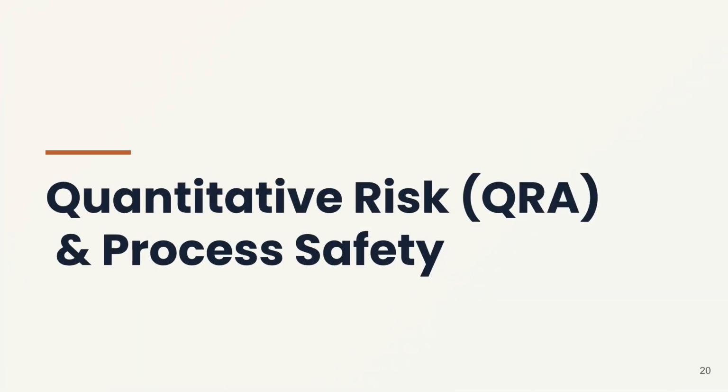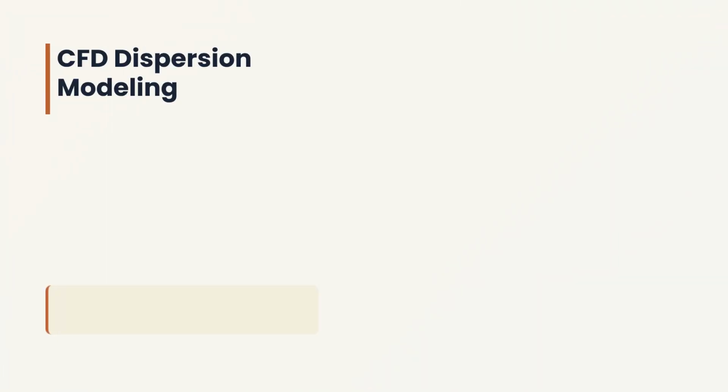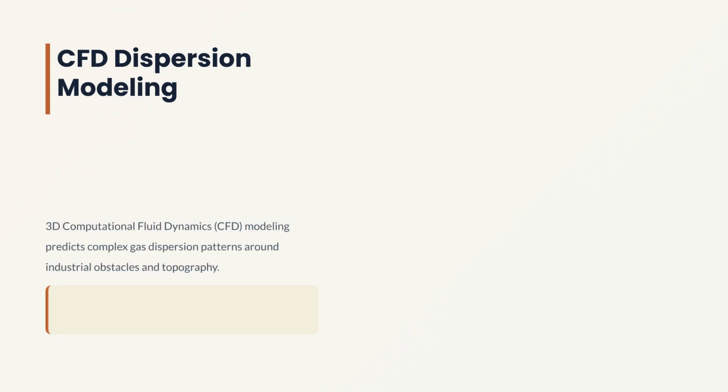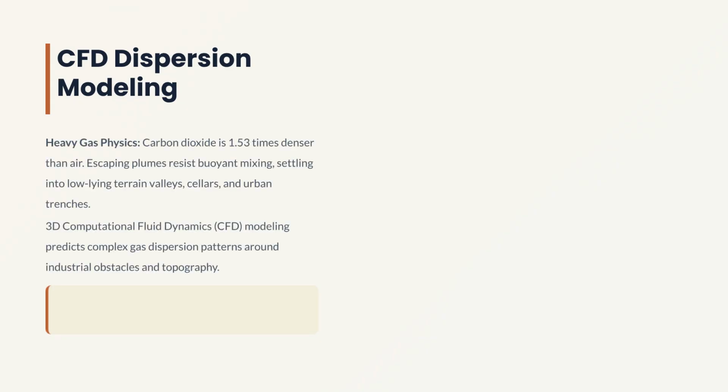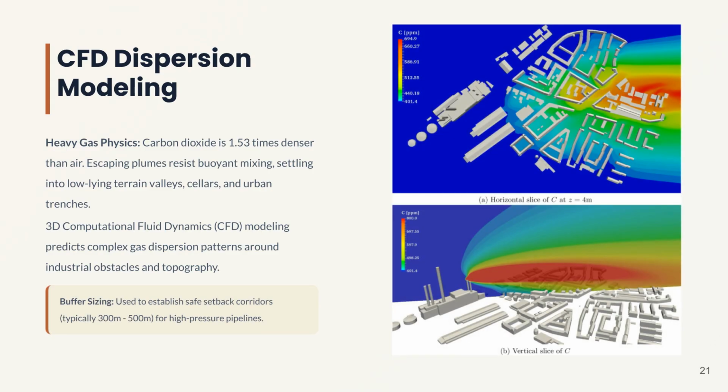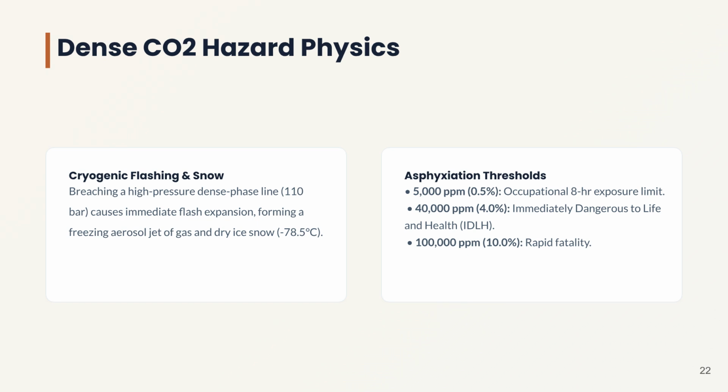We now address quantitative risk assessments, or QRA, and process safety, which are foundational to secure project operations. Computational fluid dynamics, or CFD modeling, is used to understand heavy gas physics. Since CO2 is denser than air, it requires precise modeling for buffer sizing to maintain safe distances around high-pressure pipelines. Understanding dense CO2 hazard physics is crucial.